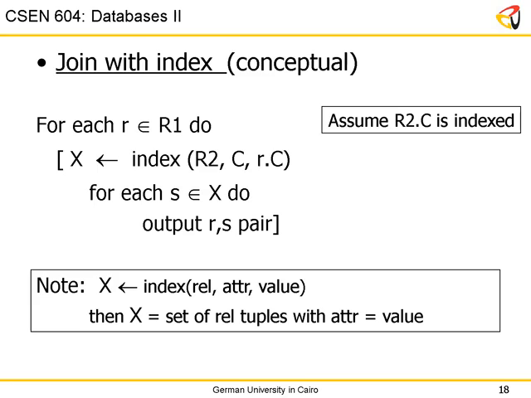Remember, the join is really nothing but a sequence of searches: given a value from one relation, find if it exists in the other relation. So if R2.C is indexed, we are going to search in R2.C for values that we get from R1.C. The pseudocode looks like this. It says for each R that belongs to R1, do the following. You're going to read R1 page by page, and in every page read row by row, and look into the R2.C index.